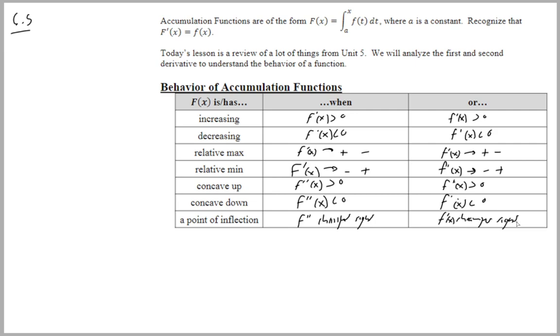And this just helps us understand the behaviors of accumulation functions that use area. But that's basically everything for 6.5. Yeah, I'll see you in the next one.